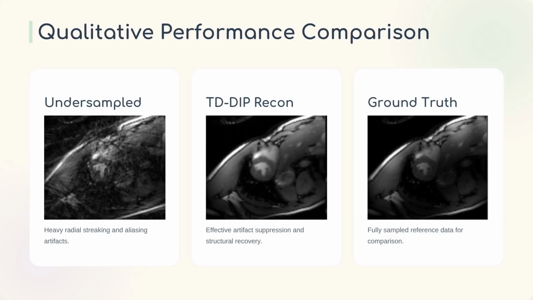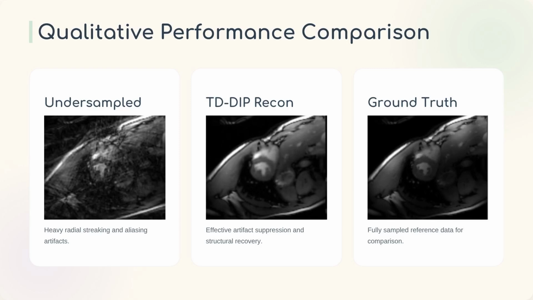On this slide, we can see the visual comparison between the three outputs. The left image is the undersampled image. Because the k-space data is highly undersampled, this image contains strong radial streaking and aliasing artifacts. The cardiac structure is still partially visible, but the image quality is poor and anatomical boundaries are not clear. The middle image is the TD-DIP reconstruction.